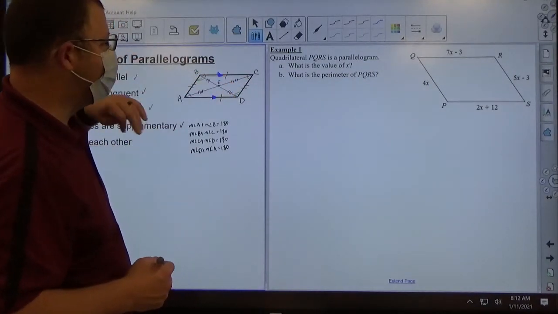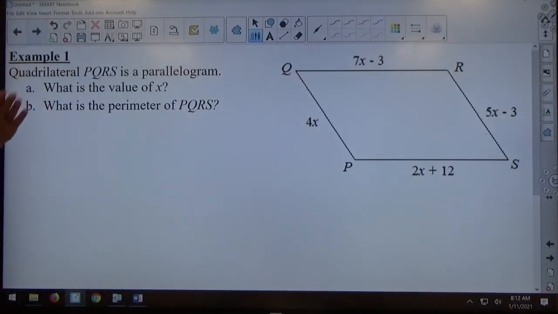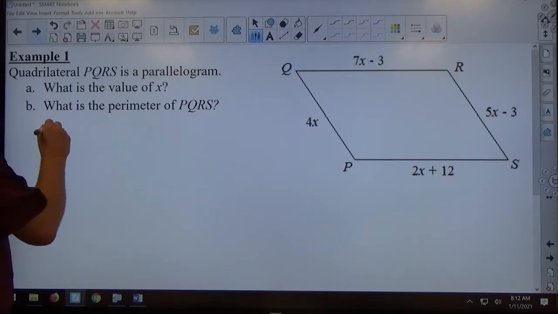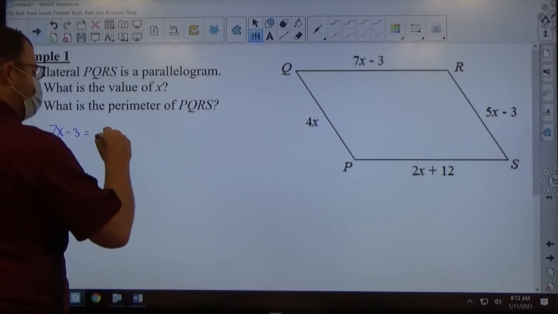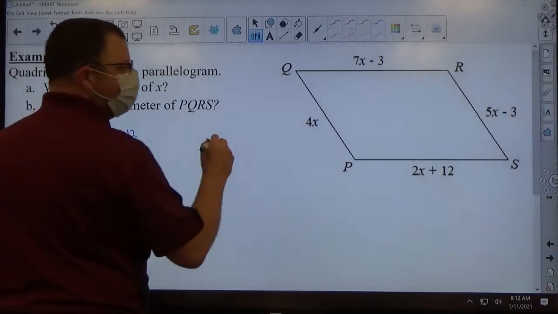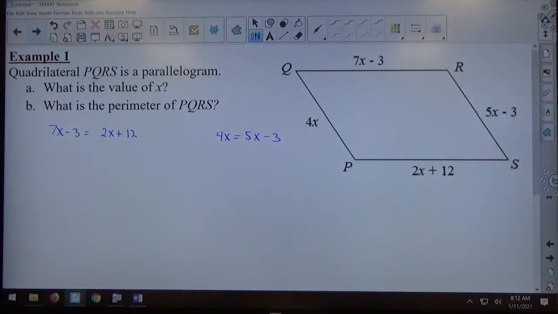So in order to find perimeter, I need to know the length of each side. So looking at this picture, I know opposite sides congruent. So I know that either 7x minus 3 is equal to 2x plus 12, or 4x equals 5x minus 3. Either pair of opposite sides is congruent, so I can use either one of those pairs to create an equation based on that property. You can pick and choose which one you find to be easier. I don't care, it doesn't matter, they'll both get you the right answer. Let's just pretend that this is the one we consider to be the easiest equation.